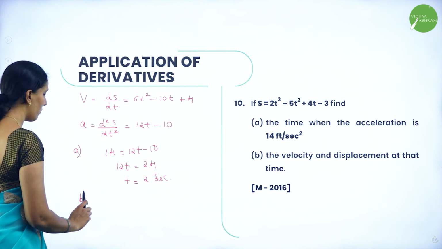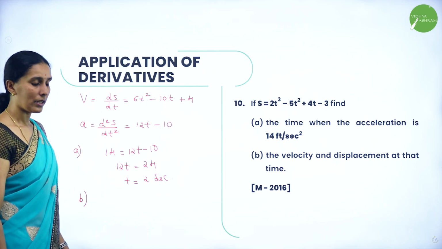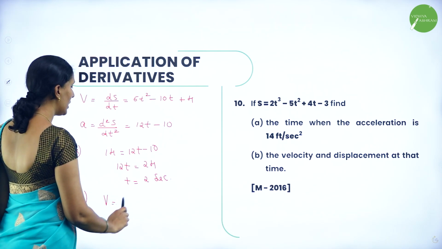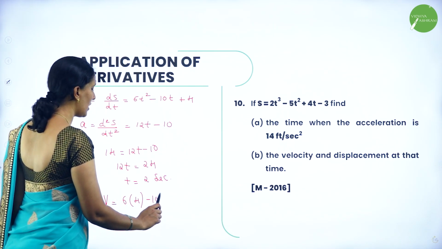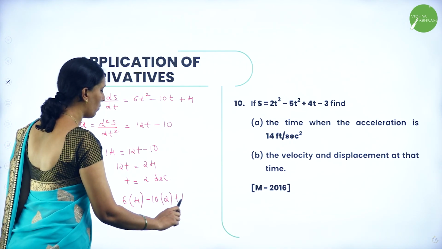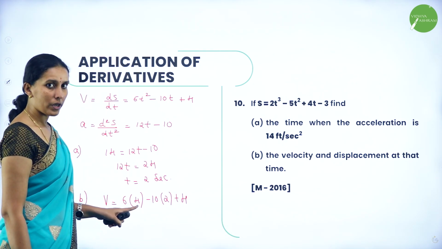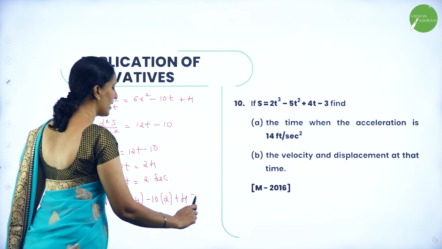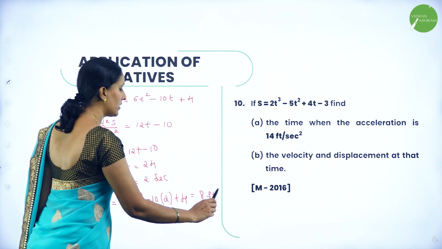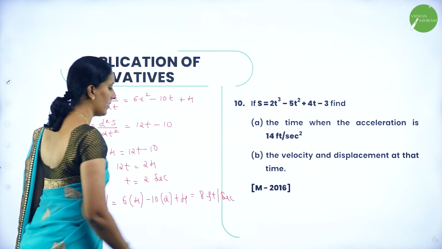Now second one, we will find the velocity. So velocity whenever t is equal to 2 seconds. 6 into 4 minus 10 into 2 plus 4. So 6 4s are 24 minus 20, which is 4. 4 plus 4, 8 feet per second.